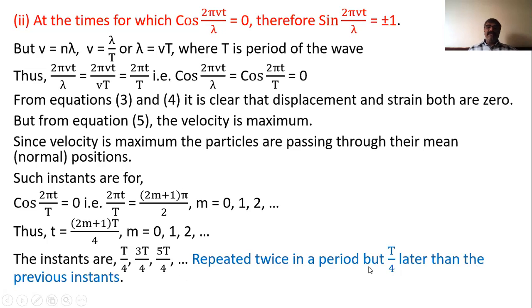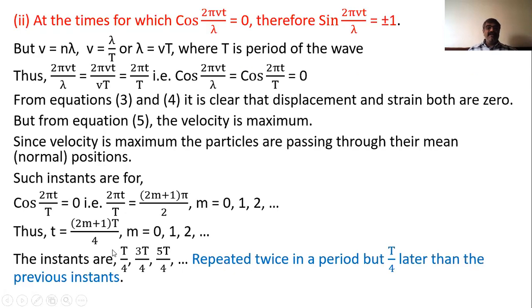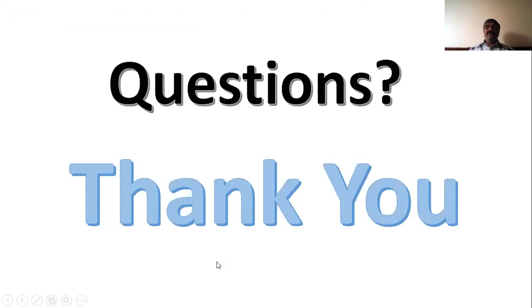Again, these instants are repeated twice, but in the previous case the instants started from 0, and in this case they start from T by 4. So these stationary events start T by 4 later than the previous events. Okay, and the session is open for questions, if any.